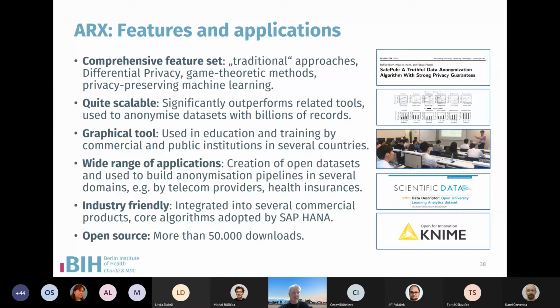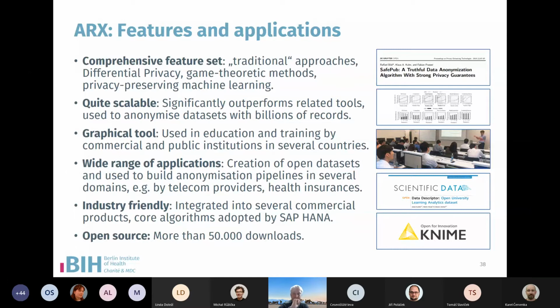also differential privacy. You can do privacy preserving machine learning, so try to create machine learning models while making sure that certain privacy guarantees such as differential privacy hold. And it's also quite scalable, so there have been practical applications to data sets with billions of records.